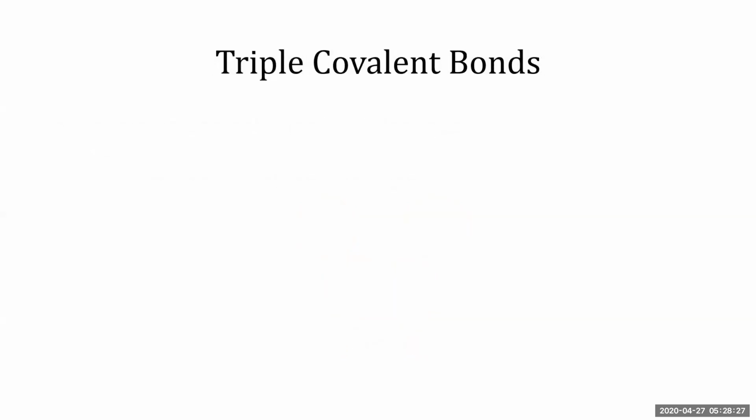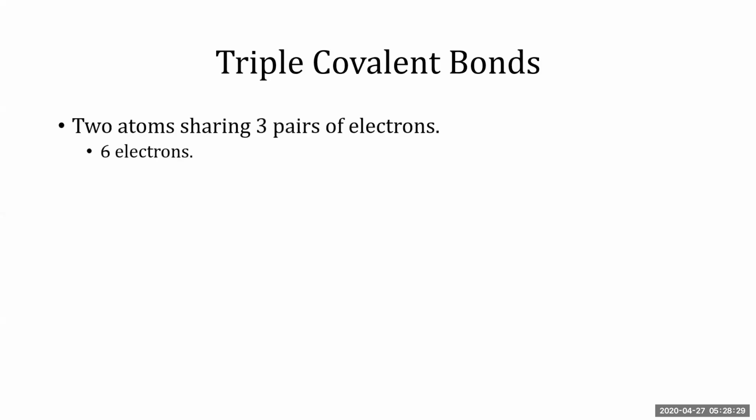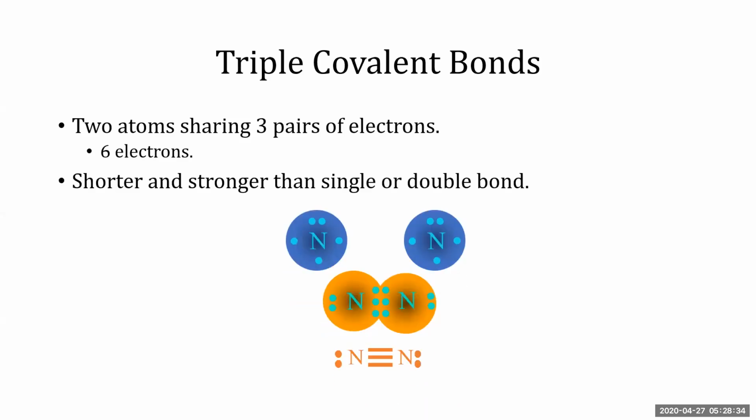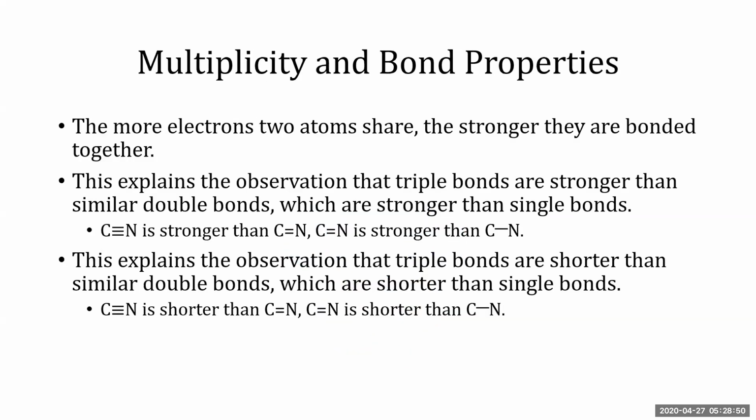Triple covalent bonds have 6 electrons shared between atoms. An example illustrating this is N2. An equivalence or a triple line represents 6 electrons shared between atoms. The more electrons 2 atoms share, the stronger they are bonded together. This explains the observation that triple bonds are stronger than similar double bonds, which are stronger than single bonds.